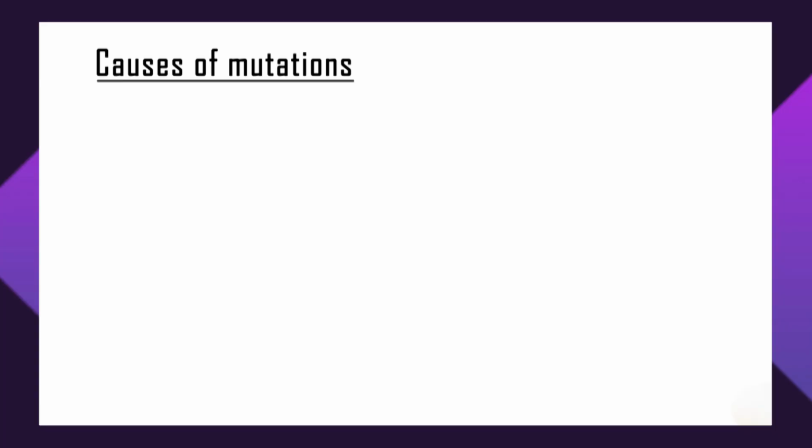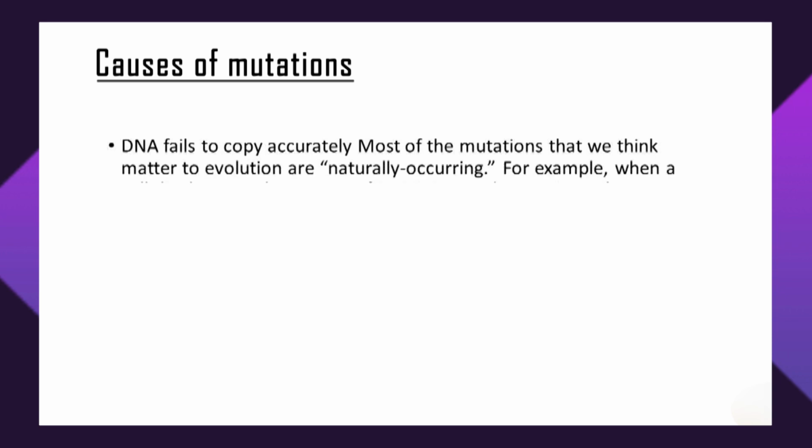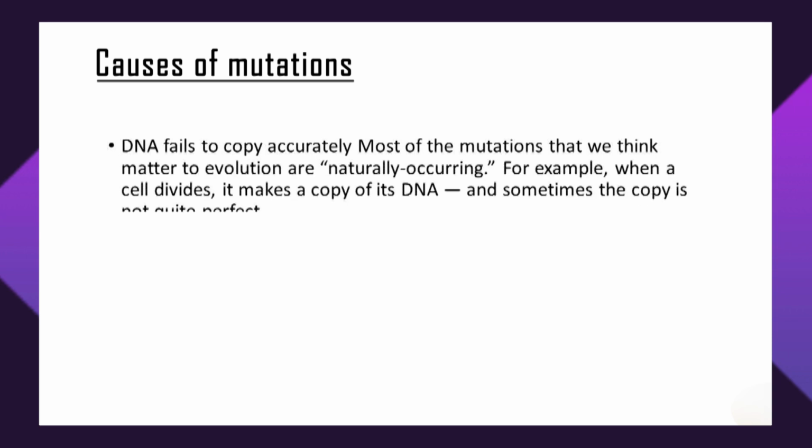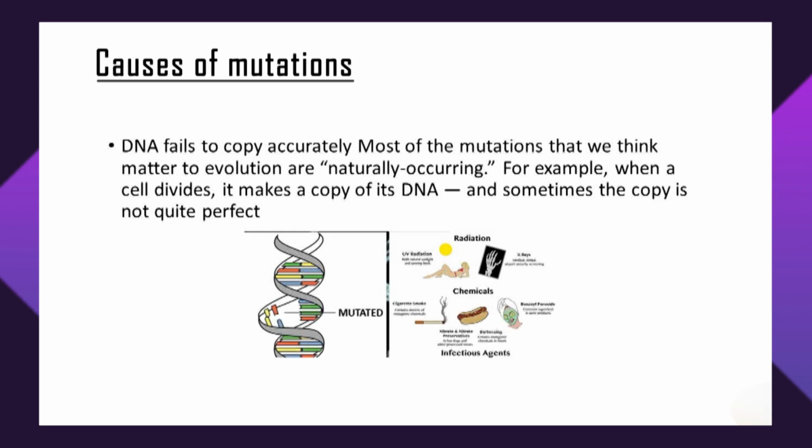So, what are the causes of mutation? For example, DNA fails to copy accurately. Most of the mutations that we think matter to evolution are naturally occurring. For example, when a cell divides, it makes a copy of its DNA, and sometimes the copy is not quite perfect. That small difference from the original DNA sequence is a mutation.